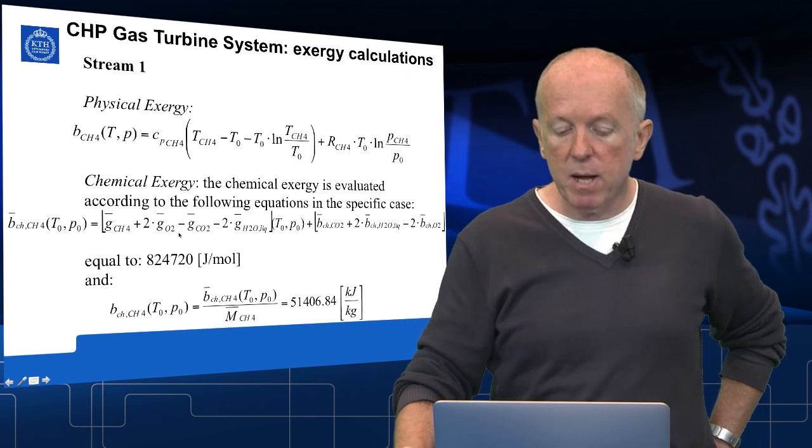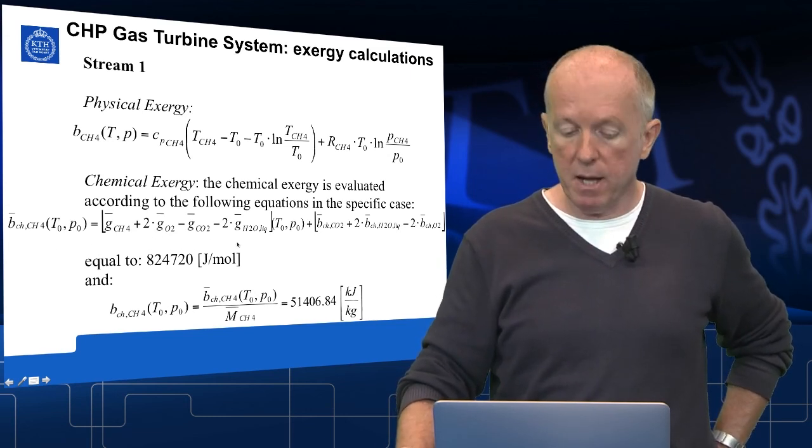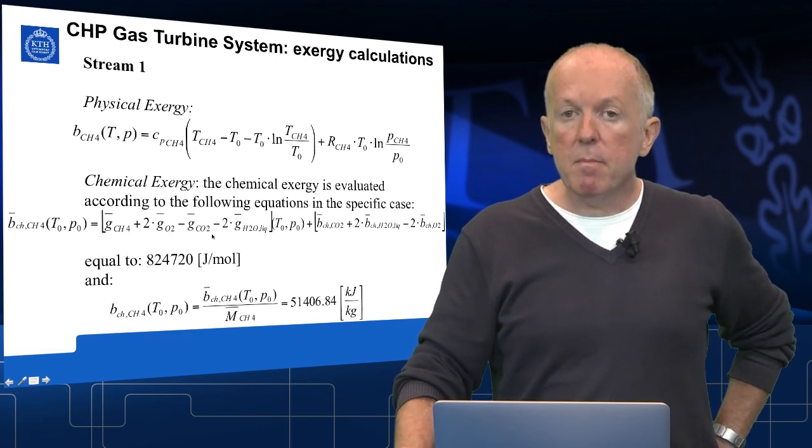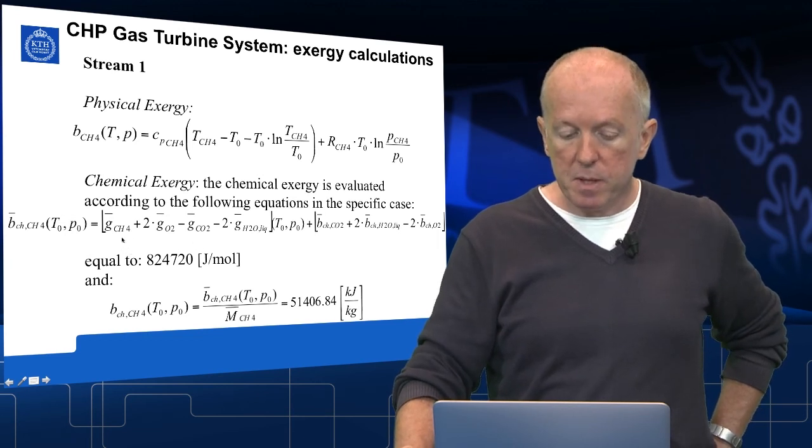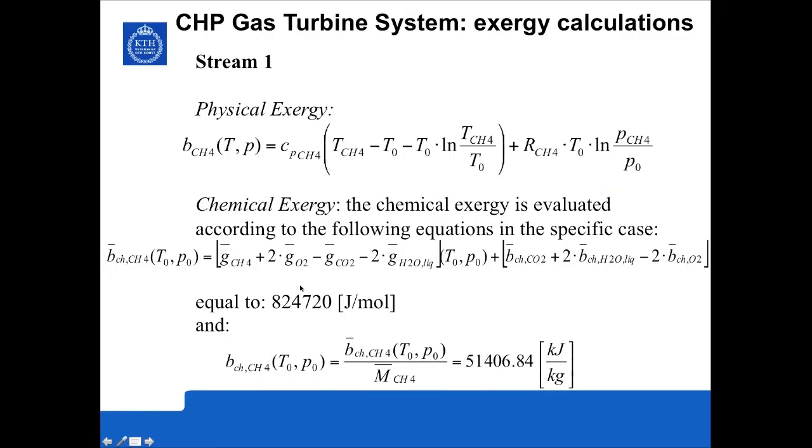And this can be calculated with the relationship that we have already analyzed. Minus the change in Gibbs free energy of the reaction. So the Gibbs free energy of CH4 plus the Gibbs free energy of oxygen minus the Gibbs free energy of CO2 minus the Gibbs free energy of the water, which are the products of the reaction. The reactants, CH4 and oxygen, minus the products of the oxidation reaction, which are CO2 and water. Of course, all the molar Gibbs free energies are multiplied by the stoichiometric coefficient of the reaction. So 2 for oxygen and 2 for water.